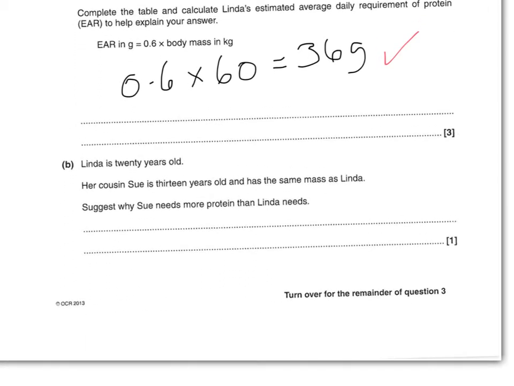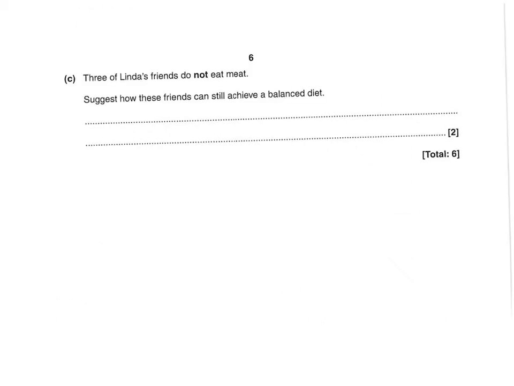Linda is 20 years old, her cousin Sue is 13 years old and has the same mass as Linda, suggest why Sue needs more protein. So that's just that she is growing, or growing more, or growing faster, or just growing. If you just put that, that would also get the mark.